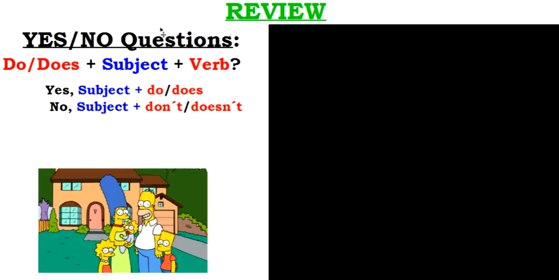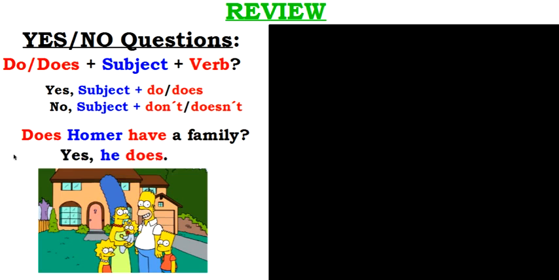Okay, to review, the yes/no questions use do and does for the auxiliary, then the subject, then the verb. And the answer, we say yes and the subject and do or does, and no, the subject, don't or doesn't. For example, does Homer have a family? And the answer, yes, he does.